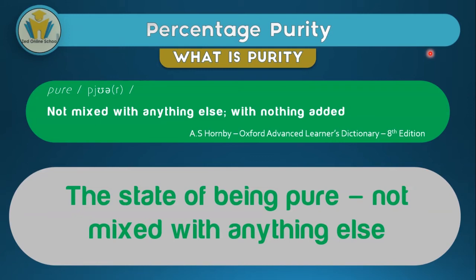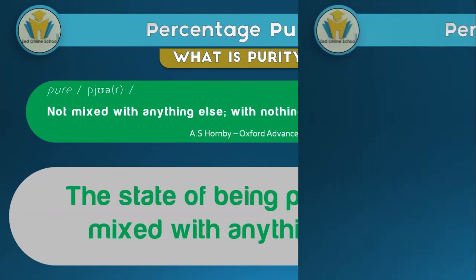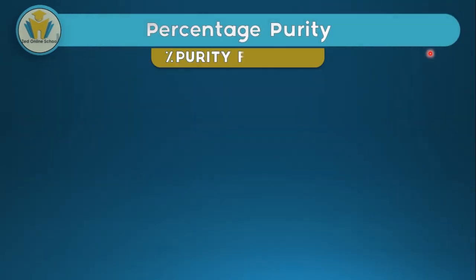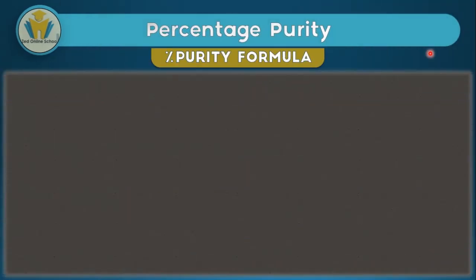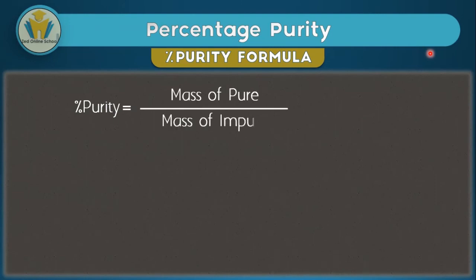Now, when we're finding percentage purity, we're finding the percentage of the pureness of a particular substance. We'll do that by using this simple formula. Percentage purity being equal to the mass of the pure substance divided by mass of the impure substance multiplied by 100%. Like you can remember, we're using a rate of 1 to 100, which is just simply percentage.